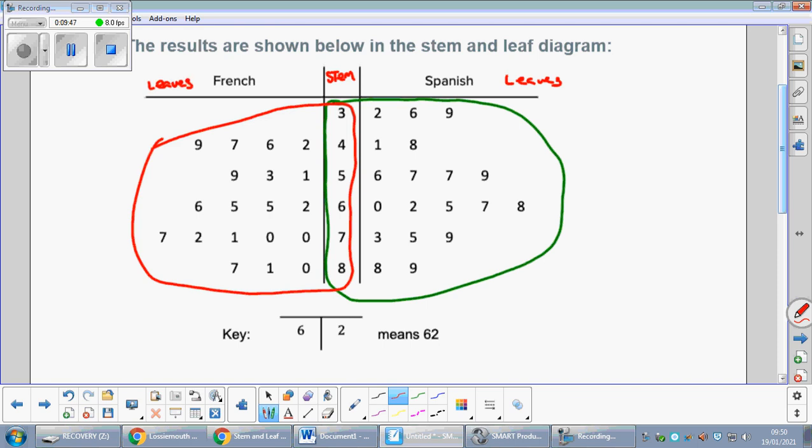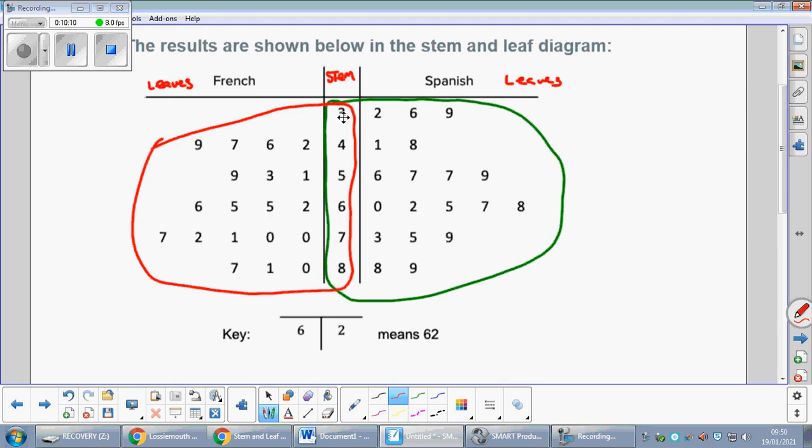If we look at it for Spanish first, let's have a look at the key. 6, 2 means 62. So Spanish, we've got 32, 36, 39, 41, 48, 56, 57, 57, 59, etc., etc.